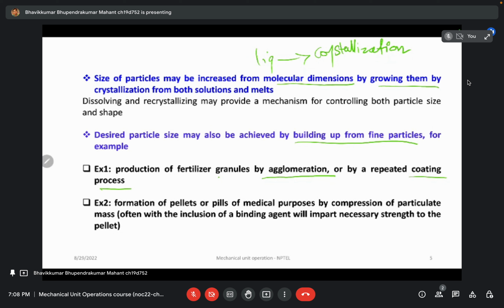The another process is formation of pellets. In pharmaceuticals majorly they form the pellets or pills for medical purposes by compression of particulate mass. When we apply compression to small particles, then we are able to form different kinds of pellets and pills in composition and shape which we can use majorly in the medical sector. Often with the inclusion of a binding agent to impart necessary strength to the pellet. For the pelletization process, we have to use the binding agent.